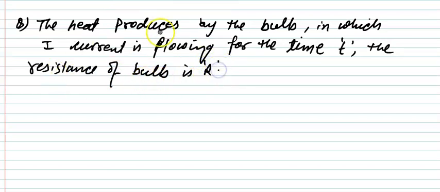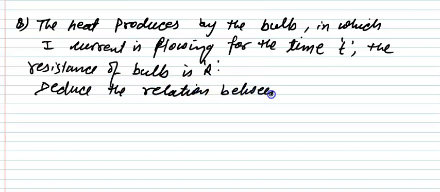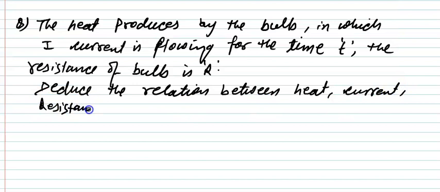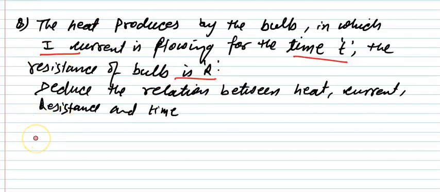Deduce the relation between heat, current, resistance and time, because the heat depends on three physical quantities: current, time and the resistance R. So we have to deduce the relation between heat and these other quantities. So this is the deducing kind of relation.